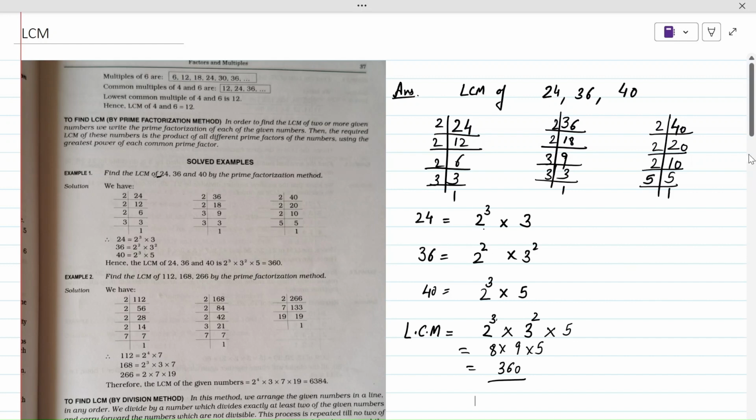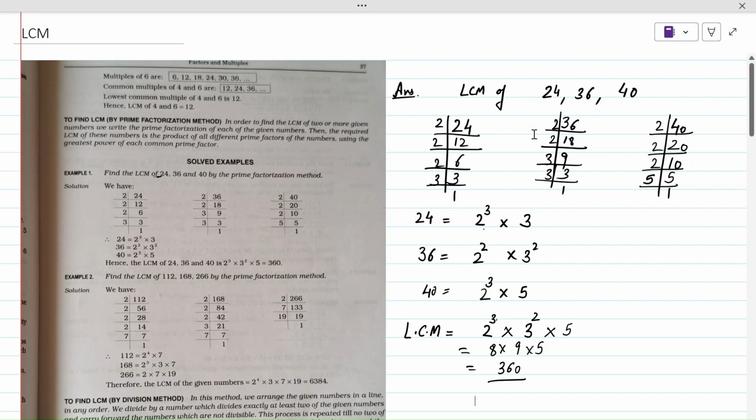So I hope that you have understood, kids, but again let's go through it once more. We have to find the LCM of these three numbers. So we have done their prime factorization. And after prime factorization, we have written their factors in the term of their powers. For 24, it is 2 raised to the power 3 because 2 is coming 3 times, right? And 3 is coming 1 time, so I have written it as 3 only. This means 3 raised to the power 1 only.